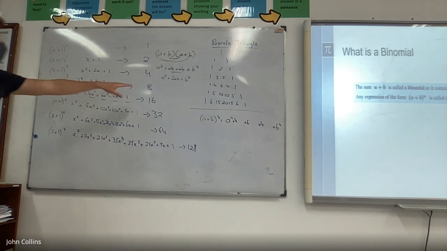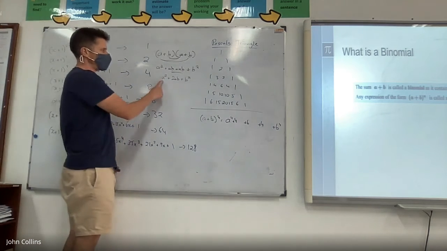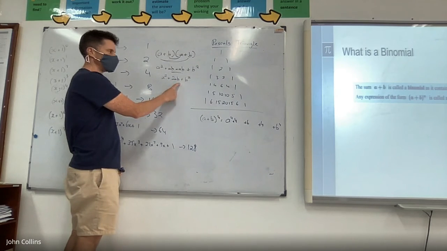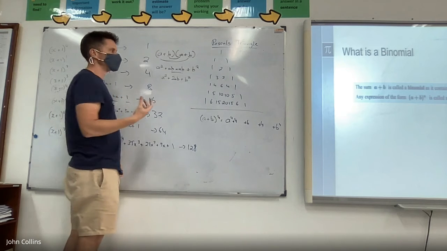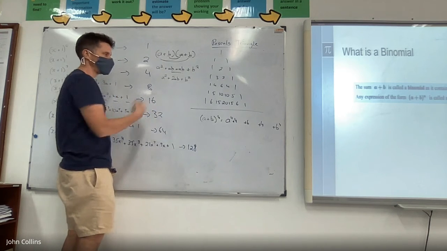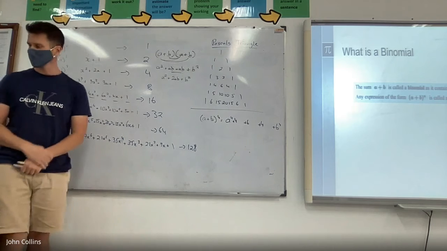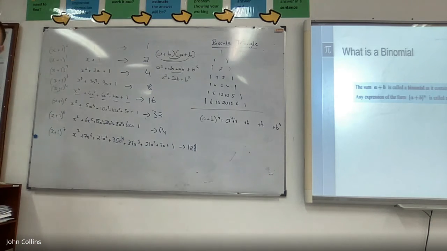Let's look at our example: a squared, 2ab, b squared. It's going to have a's and b's in it, I think. Anyone have a guess? How many a's and how many b's? 4 a's, 3 b's? Possible.